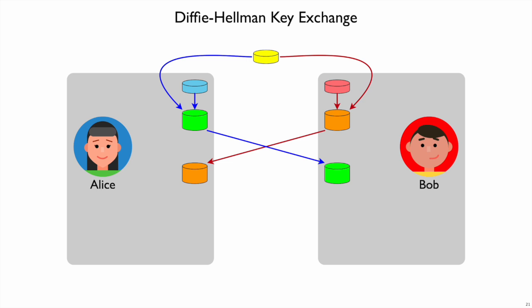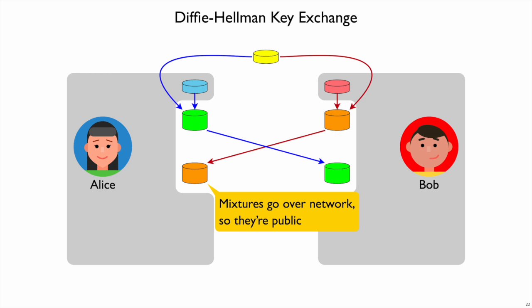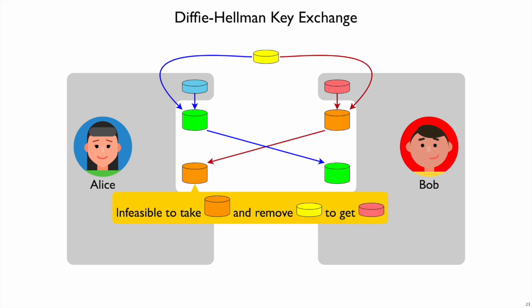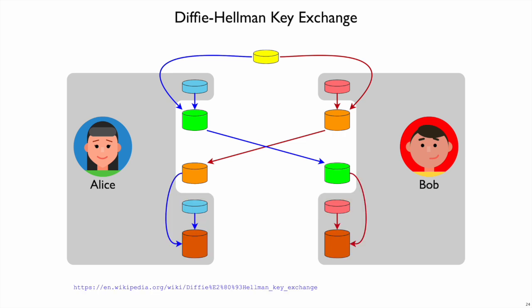I'm going to adjust my gray boxes here to show that since Alice is sending Bob the green paint over the network, everybody can see that. So that is now public knowledge. But Alice is going to keep her super special blue paint secret still. What can Alice and Bob do now that they have these orange and green paint? And again, we're assuming that you can't take the orange paint and remove the yellow to get back to the red. But what they can do is take their own colors and mix them again with the one that they got from the other party.